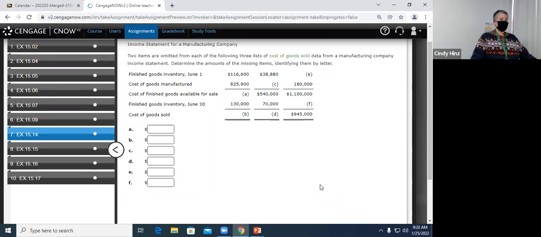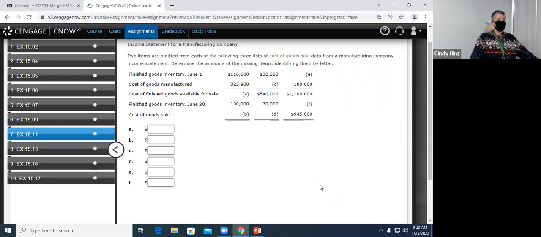Adding those two pieces together gives us cost of goods finished goods available for sale. We go out and count our ending inventory or rely on our perpetual inventory system. And that's where we get the ending balance. And from there, we calculate the cost of goods sold, which is then subtracted from the revenues to get our gross margin or gross profit.